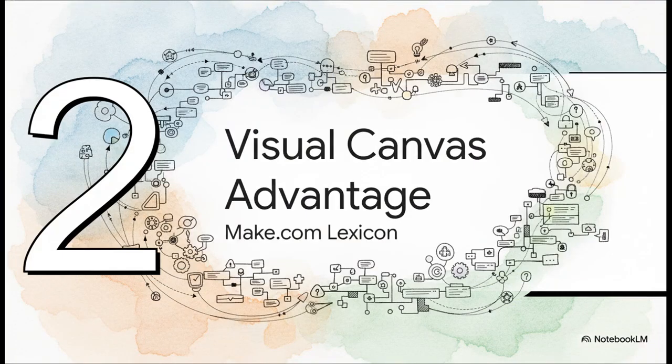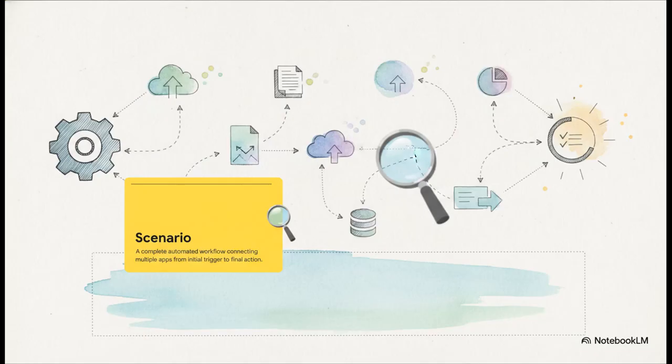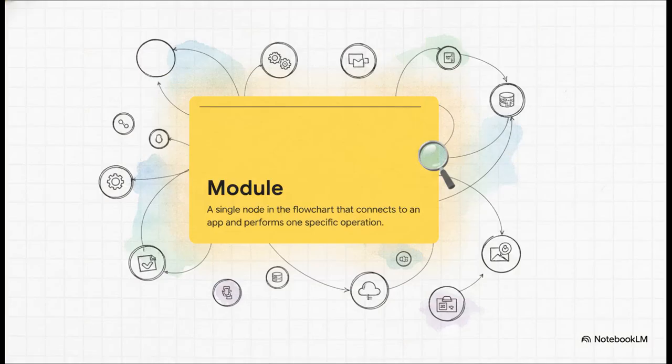Okay, Section 2, the visual canvas advantage, defining the make.com lexicon. To really operate this platform, you have to speak its language, which is totally different from other tools out there. First up, the scenario. In Make, you don't build zaps or recipes, you build scenarios. This represents the entire life cycle of your automated workflow. From the very first trigger all the way down to the final action, the scenario is the whole canvas you're working on.